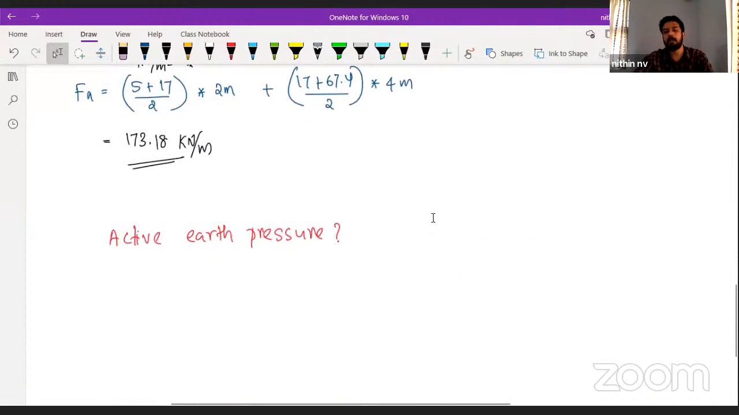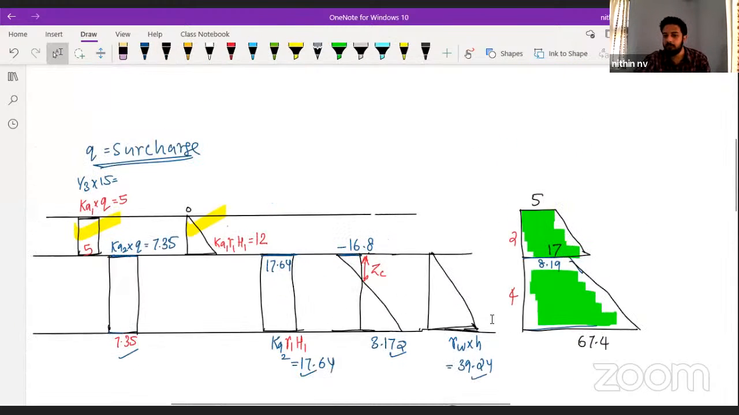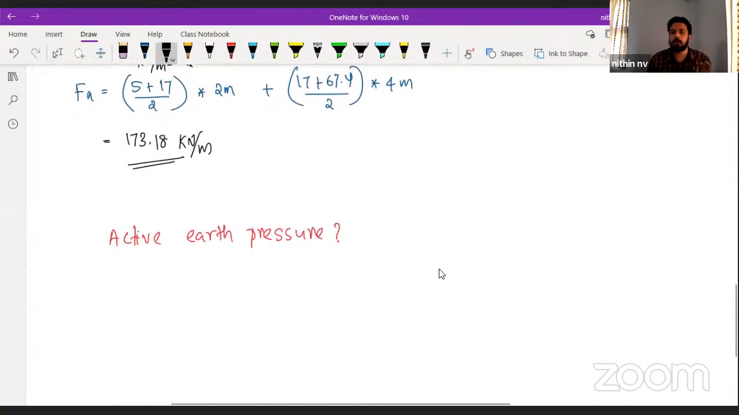Either they can ask you what is the active earth pressure at a particular layer, or they are asking what is the active earth force. If they are asking active earth pressure, then calculations are much simpler. We just have to calculate only for the bottom. We don't have to calculate what is happening in between. Now the thing we have to note down very clearly: if they are asking what is the active earth pressure in kilonewton per meter, which means they are asking you the force.